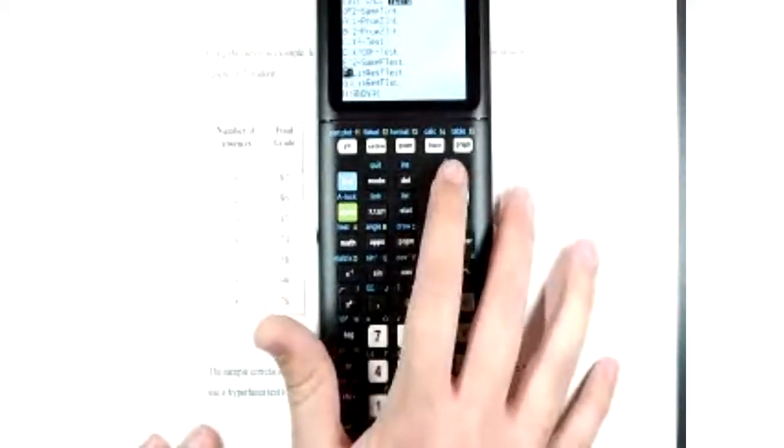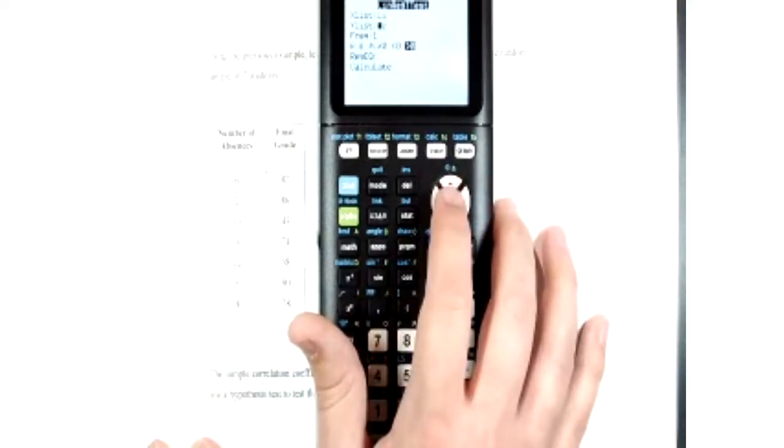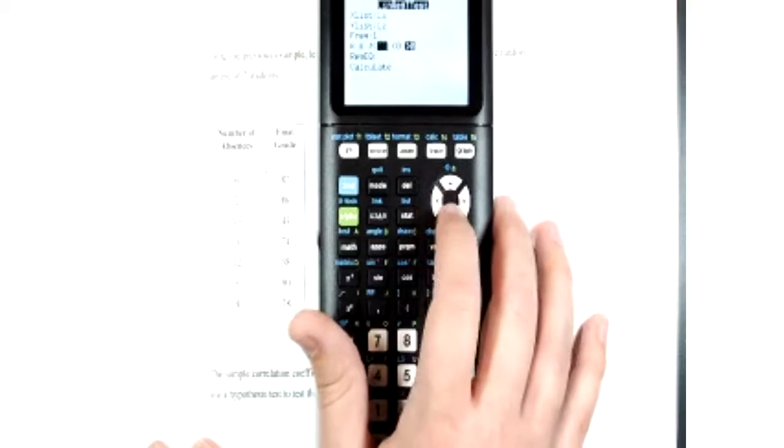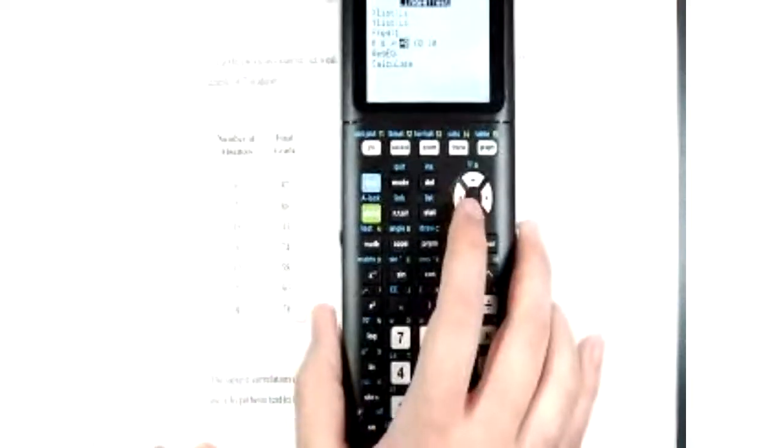So linear regression t-test. That's what we want. Then you tell it where x and y are. So x is in L1, y is in L2. Frequency 1, beta and rho, just leave that as not equal. That's just saying what's the alternative hypothesis in this case.